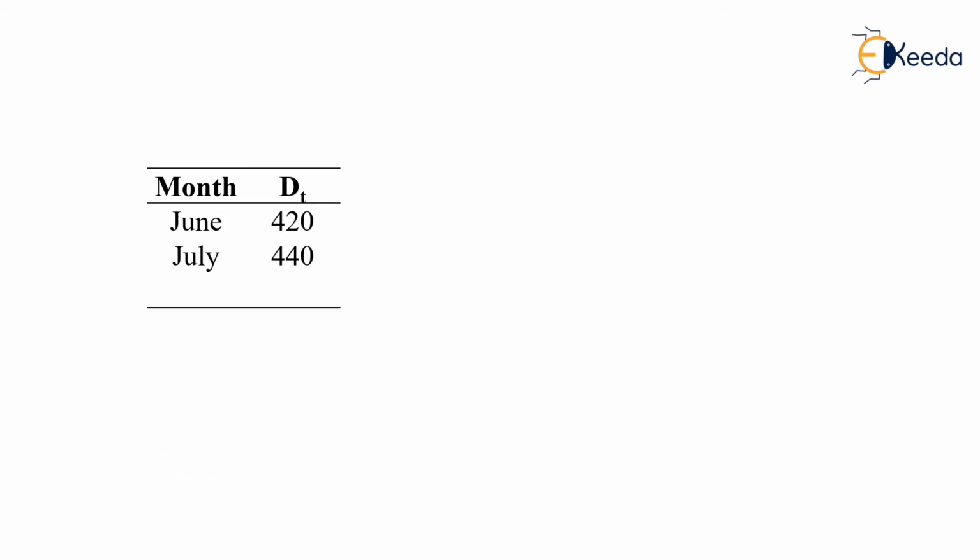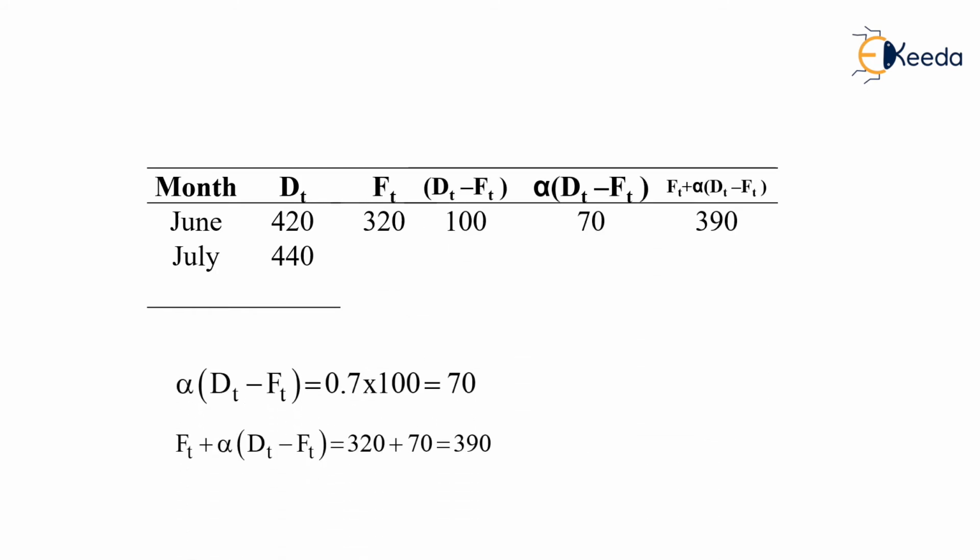In the same manner, we'll first arrange the table, and the demand is taken as 420 and 440. The older forecast is taken this month as 320. Finding the difference between the demand and the forecast and multiplying it with the smoothing coefficient, which is alpha, we get the value to be 70.